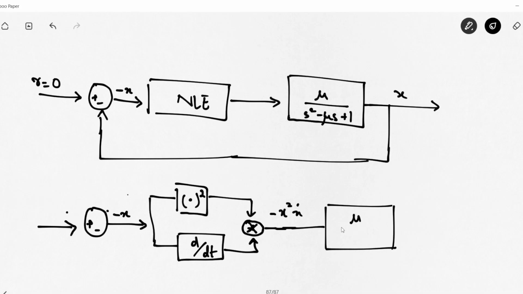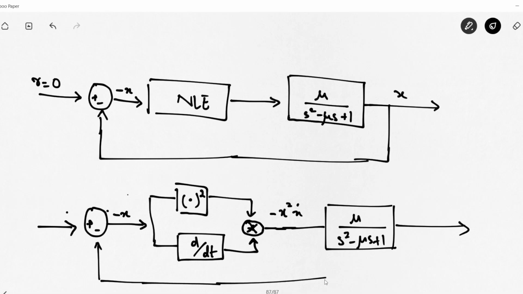So this then goes to mu s square minus mu s plus 1, which gives us x, and that x is going back to the system. So now our nonlinear block is characterized by this square and derivative.